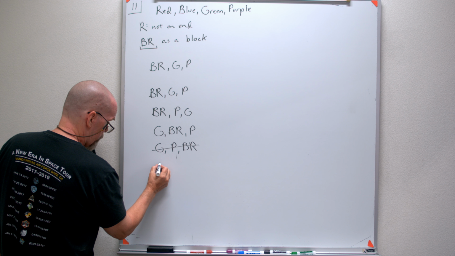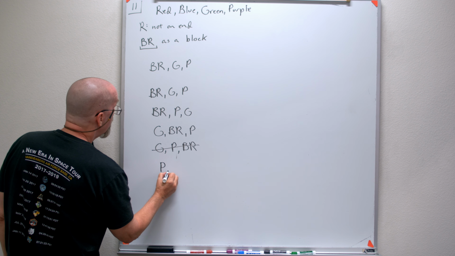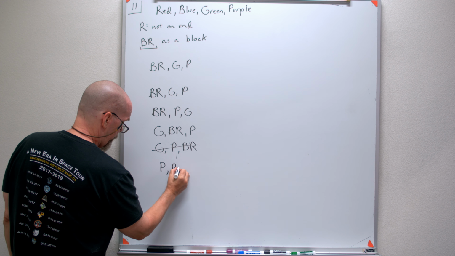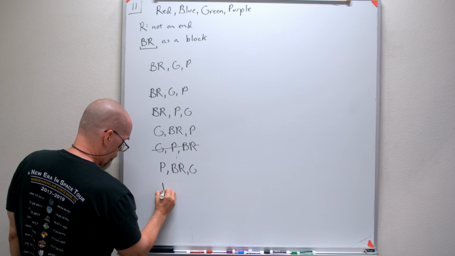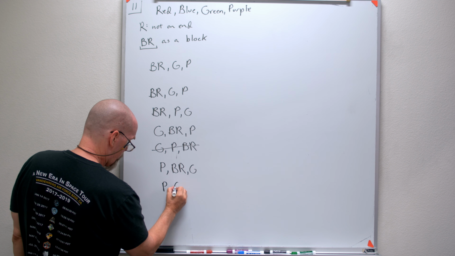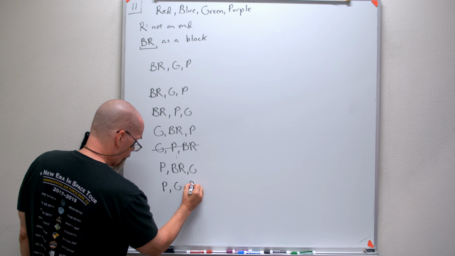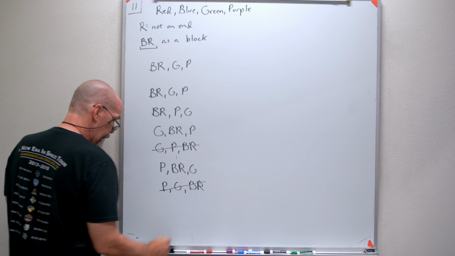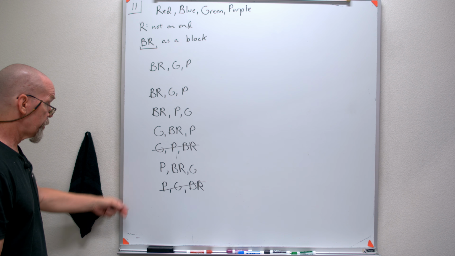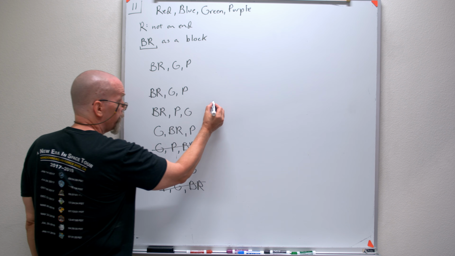Our other possibility, start with the purple. Then it might be blue-red, and then green. Maybe we start with the purple, and the next one wasn't the blue-red, it was the green, and then the blue-red. But just like before, oh, we can't do that because that puts the red on the end. These are your 4 possibilities. The correct answer is 4.